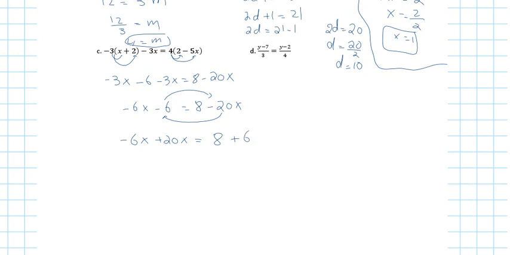Now, you see that I have the like terms on one side, so I can collect them. 20x minus 6x, that gives me 14x equals 14. What's my last step? Divide by 14.